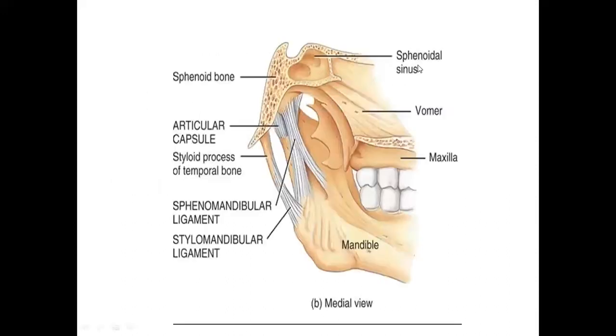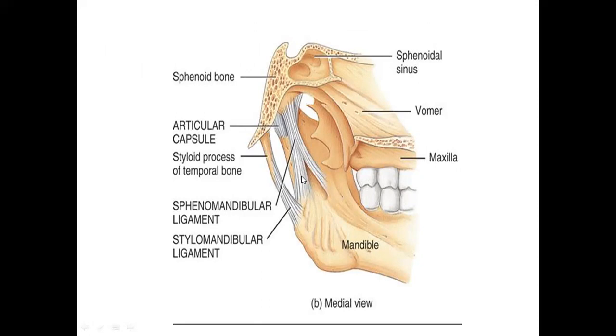See here, we can also see the ligaments. This is the sphenomandibular ligament. It extends from the sphenoid bone, from the sphenoid tubercle. After reaching here, it divides into lateral and medial parts. Next, another ligament is the stylomandibular ligament, which runs from the styloid process to the mandible.